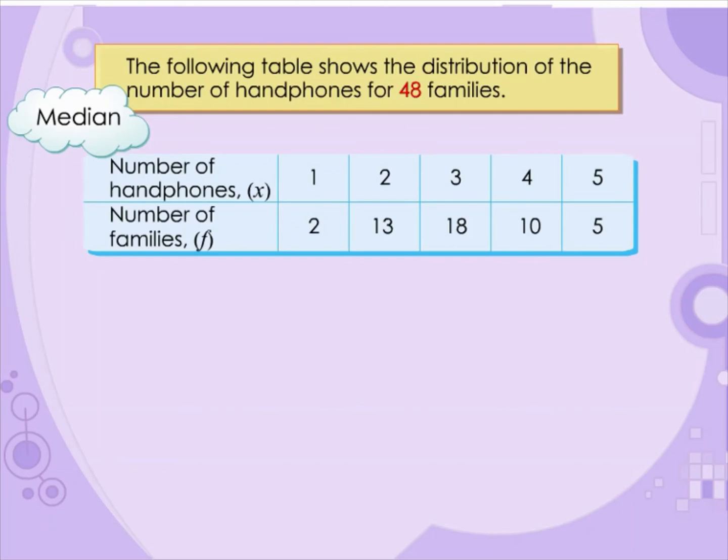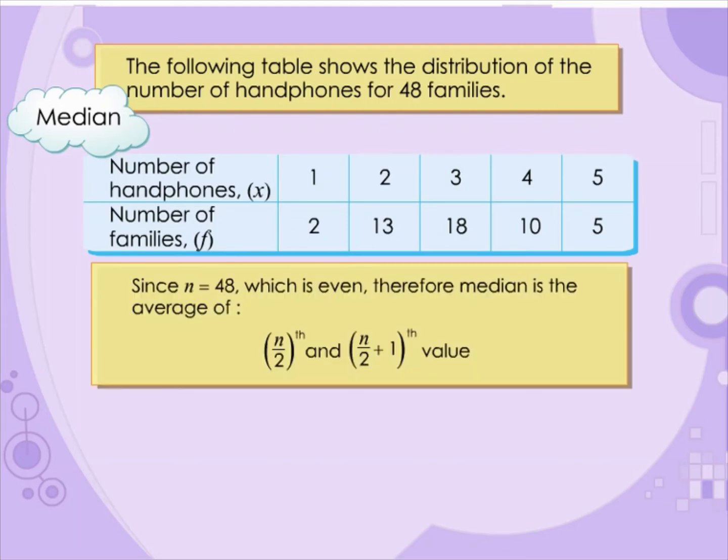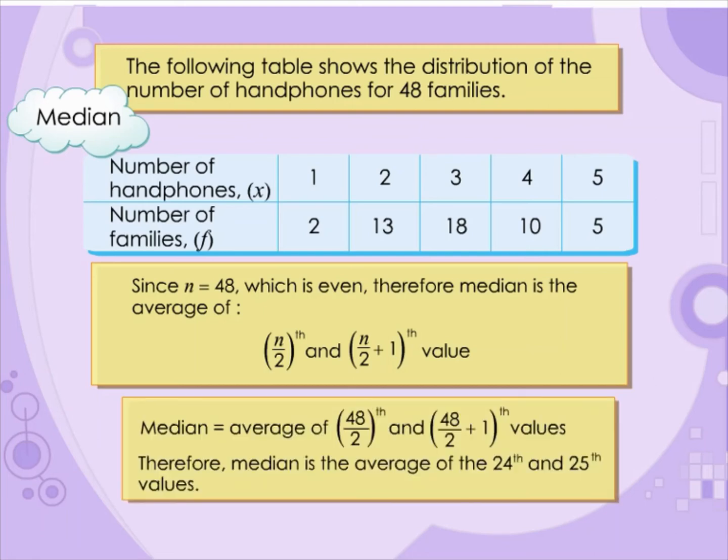There are 48 families. Therefore, the median should be the 24th or 25th values, because they are the values in the middle. We can also use the formula to find the position of the median. Since n is equal to 48, which is an even number, the median is the average of the n by 2 th and n by 2 plus 1 th value. Applying n equal to 48 into the formula, we obtain the median as the average of the 24th and 25th values.